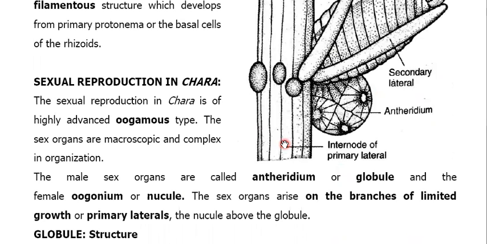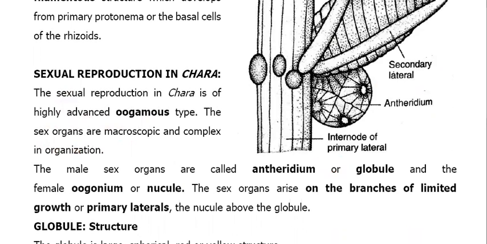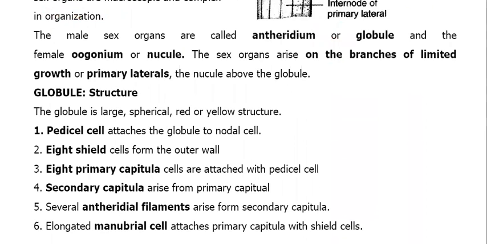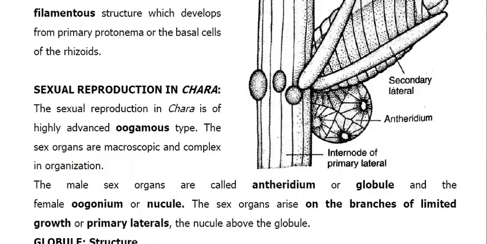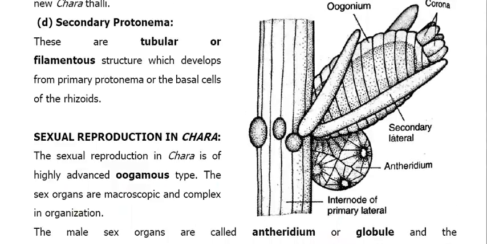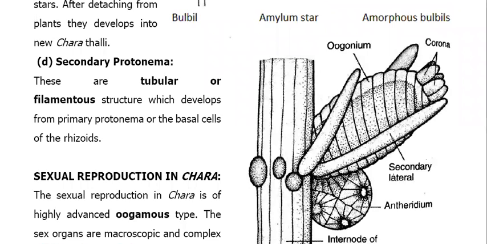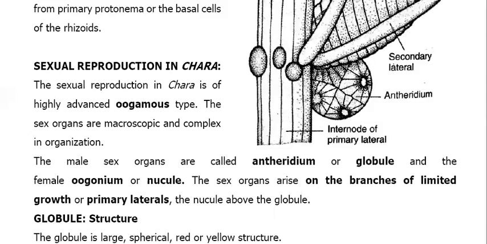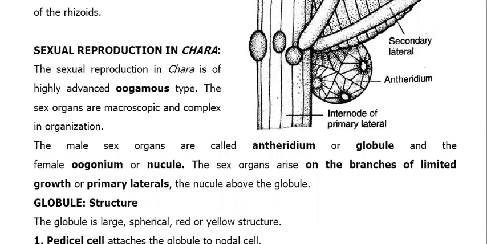Sexual reproduction in Chara. In Chara, sexual reproduction is of a highly advanced oogamous type. The sex organs are macroscopic and complex in organization. The male sex organ is called the antheridium or globule. The globule is a special structure of Chara. The female structure is the oogonium or nucule. Globule and nucule are characteristic of Chara only.